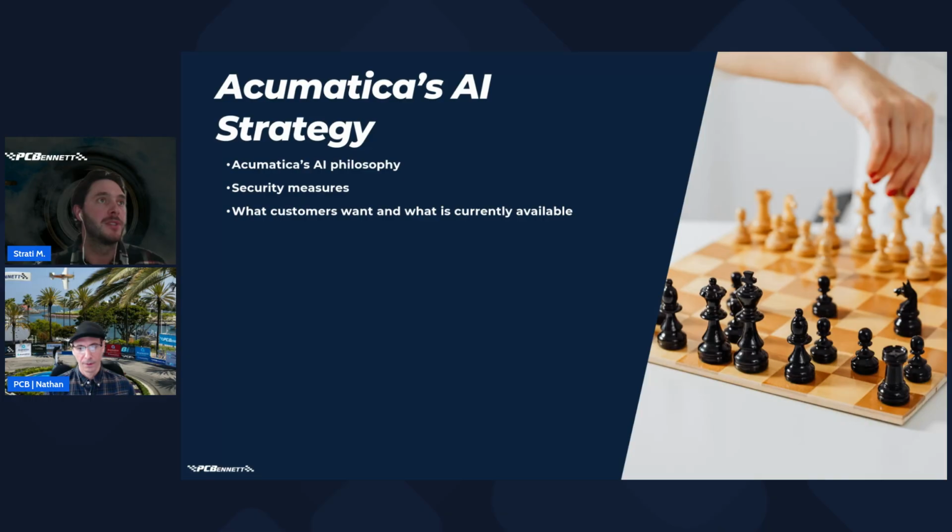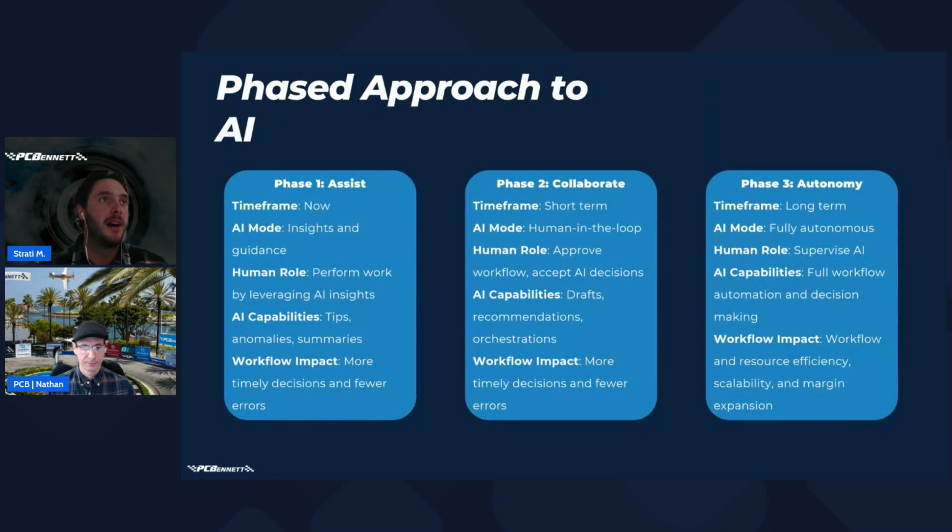Nathan, if you can go to the next slide for me. There are really 3 phases to it. The first phase focuses on assisting team members. During this phase, team members are going to be gleaning insights and guidance from things like the virtual assistant and performing work based on insights that AI provides. This means you can make more timely decisions and fewer errors.